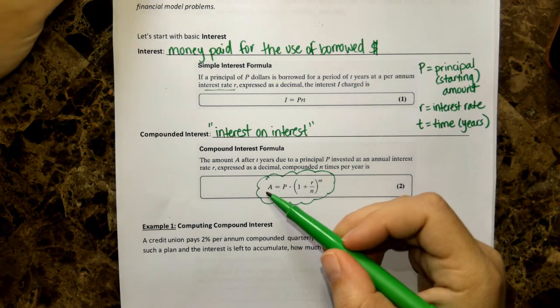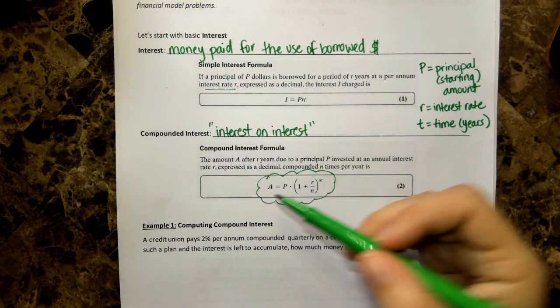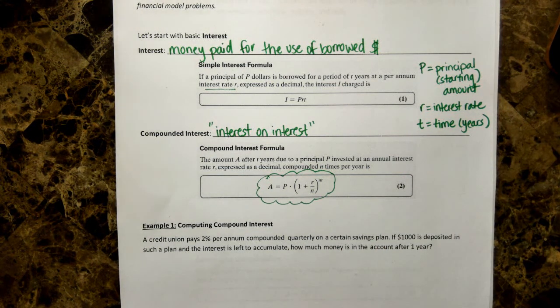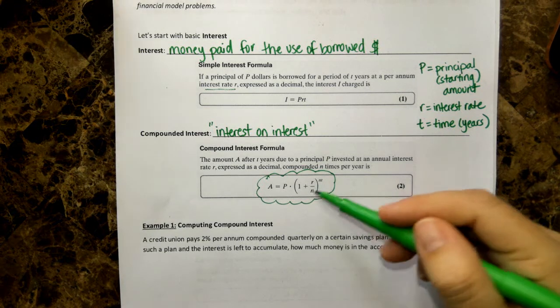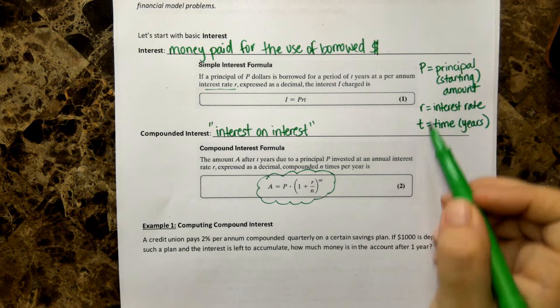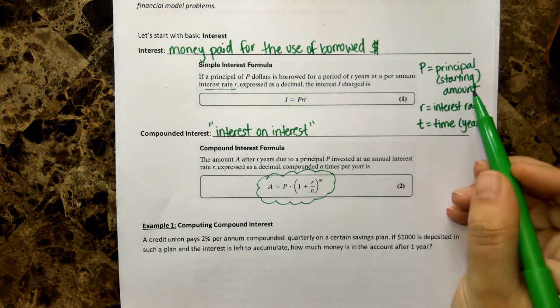This formula can pretty much help us calculate how much money we are going to owe on a loan, or how much money we will have in a savings account after these variables have been accounted for. Now there's a couple of different variables. Some of them we've already talked about what they mean. P is still the principal or starting amount.